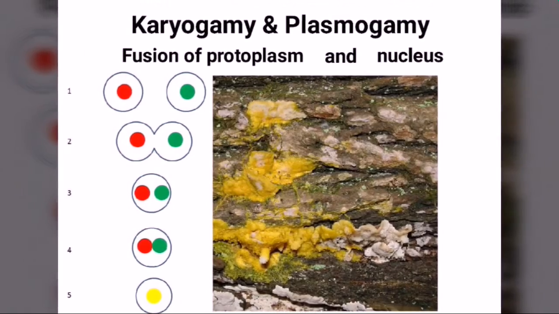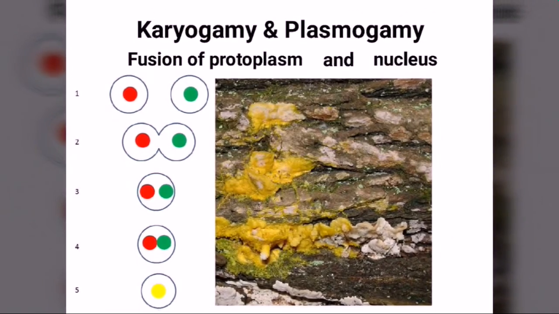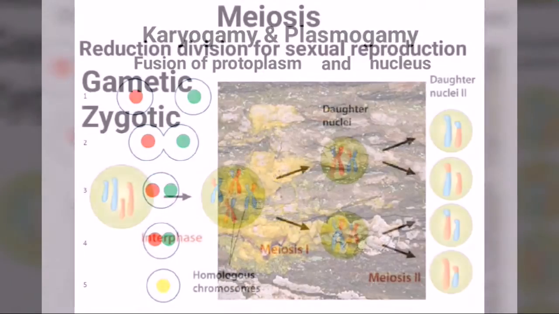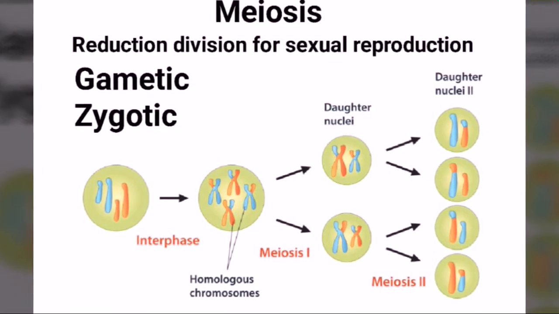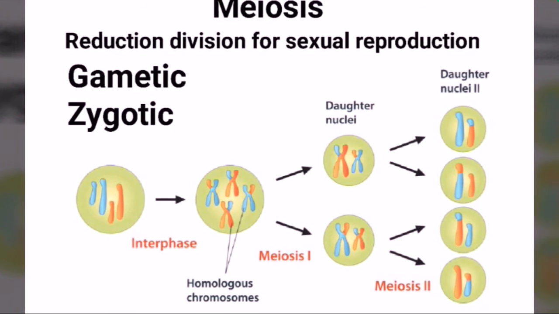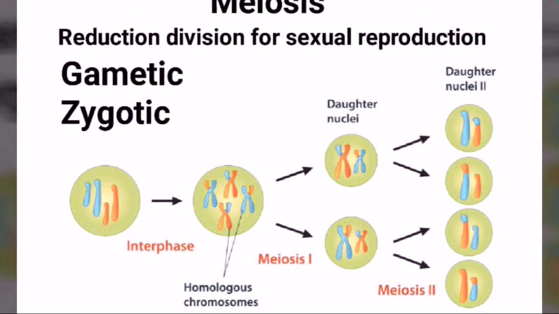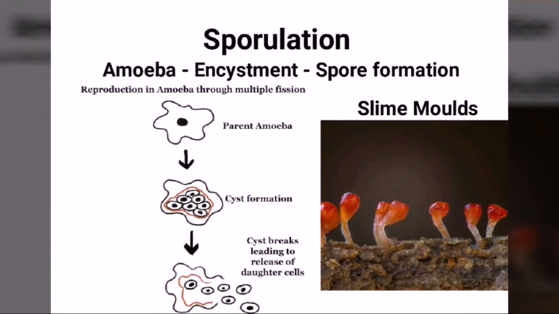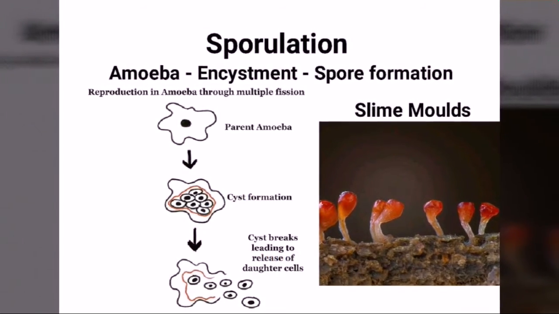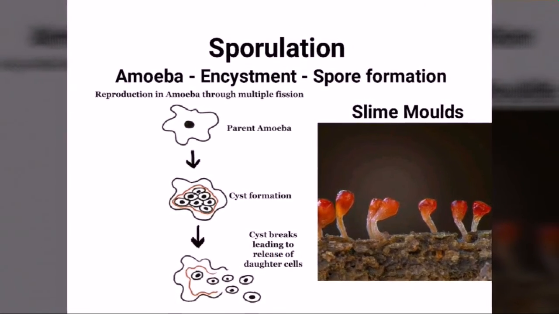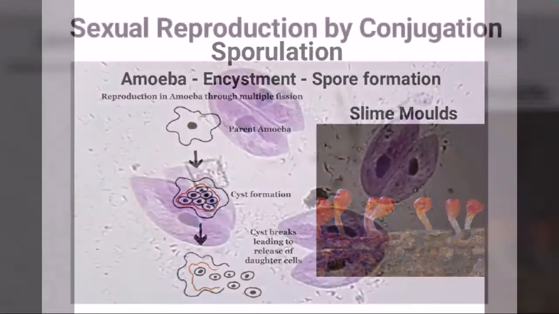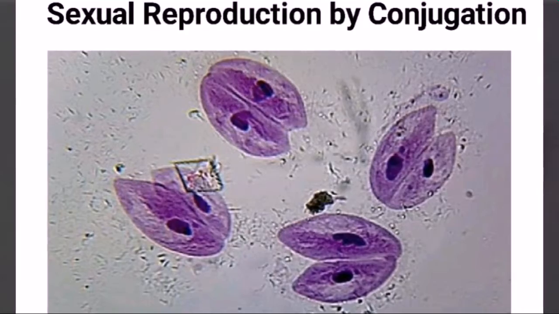Karyogamy and plasmogamy, that is nuclear and cytoplasmic fusion, are seen in slime molds. Gametic and zygotic meiosis are seen during sexual reproduction. Sporulation is seen in amoeba during encystment, that is spore formation, and also in slime molds. Sexual reproduction by conjugation is seen in Paramecium.